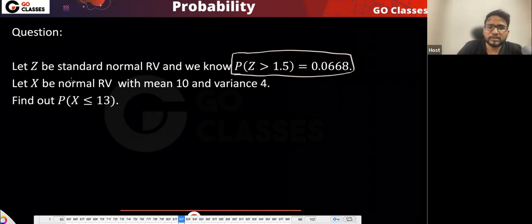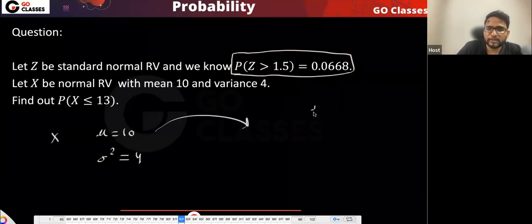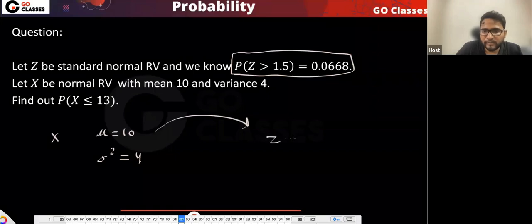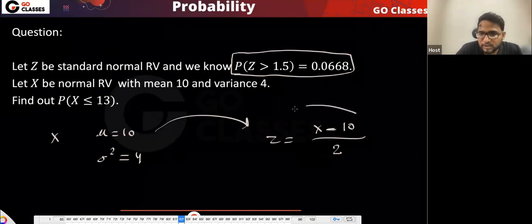So that is coming out from the table. That's okay. They have asked something about the X, and then they have given something about the Z. So X is having mean 10 and variance 4, and I will convert that to Z. What should be your Z? Z will be X minus mu, which is 10, upon sigma. What is the value of sigma here? 4 or 2? Just 2. So this is your Z.